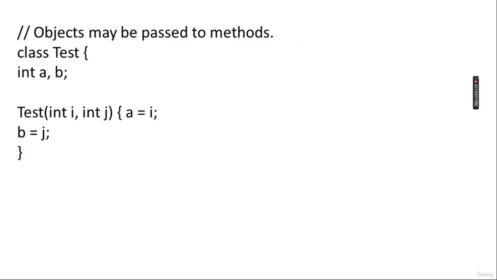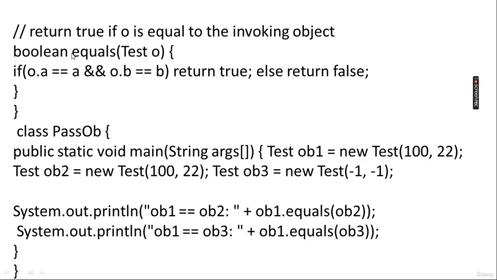For example, here we will pass object to method. There is a class Test. Test(int i, int j): a is equal to i, b is equal to j. So this is the parameterized constructor of Test class. Return true if o is equal to invoking object.